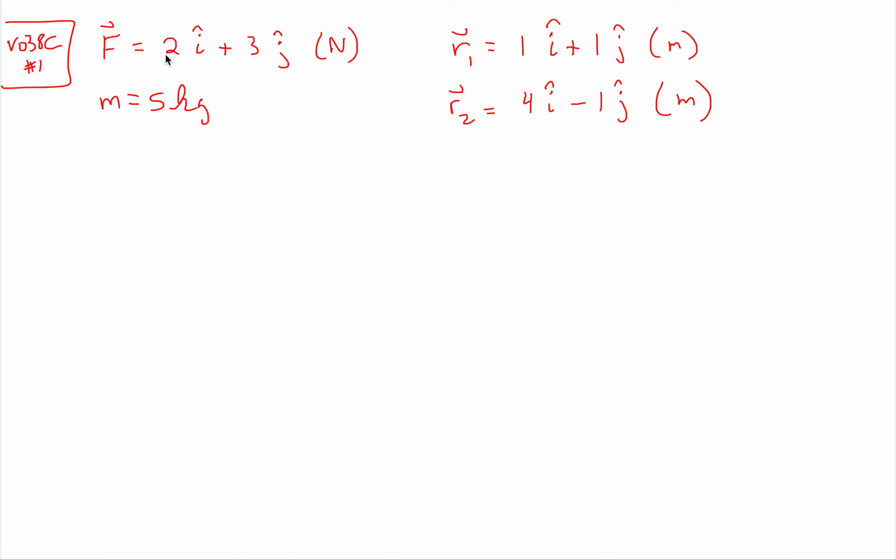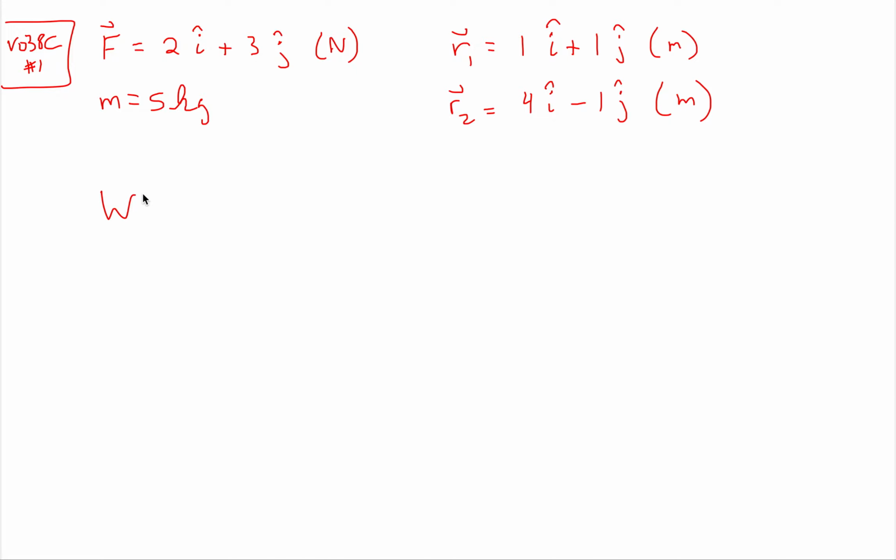So the problem said that there was a force applied to push an object that had a certain mass and it moved it from position 1 to position 2. And we're trying to find the work done by this force. The first thing when figuring out work is we have to know if the force is constant or not. In this case, it's a constant force, right? The force does not depend on x or any other variable.